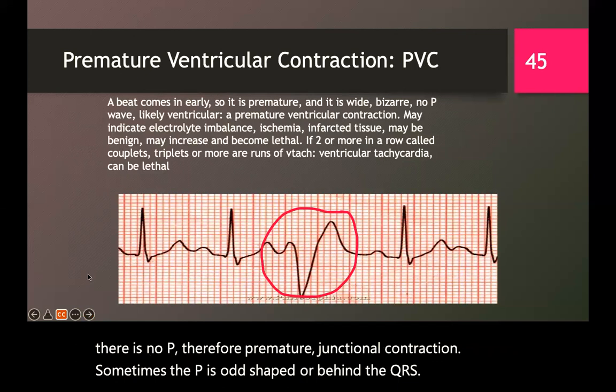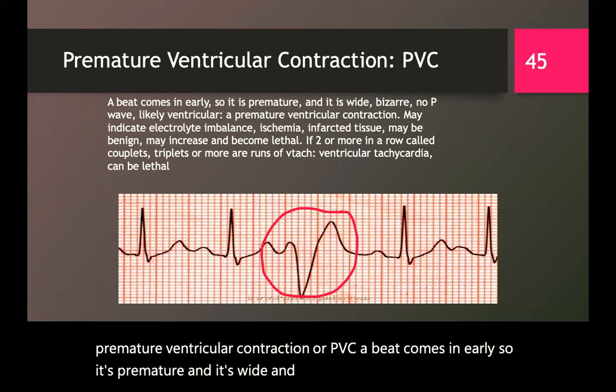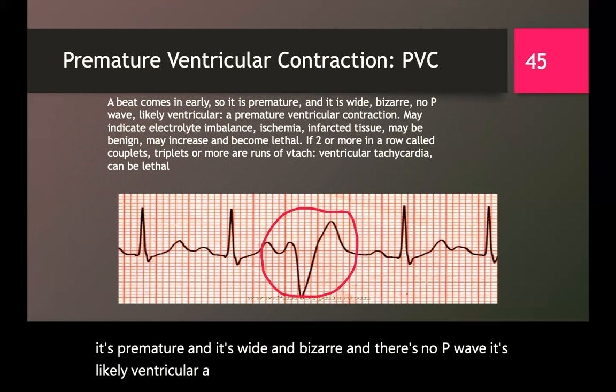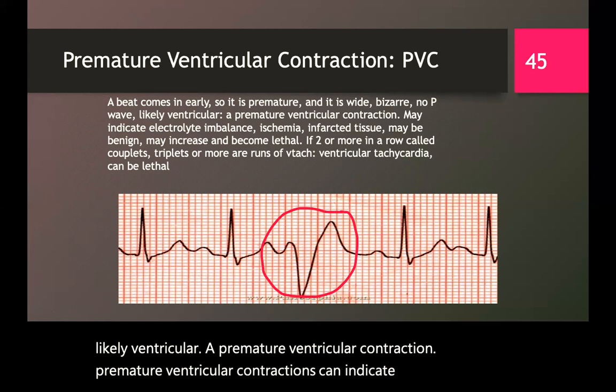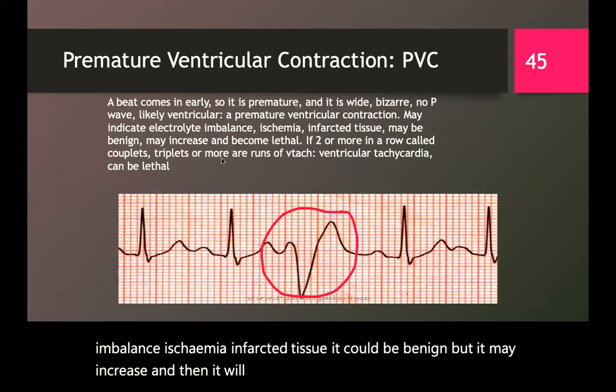Premature ventricular contraction, or PVC. A beat comes in early, so it's premature, and it's wide and bizarre, and there's no P wave. It's likely ventricular, a premature ventricular contraction. Premature ventricular contractions can indicate electrolyte imbalance, ischemia, infarcted tissue. It could be benign, but it may increase and then it will be deadly.